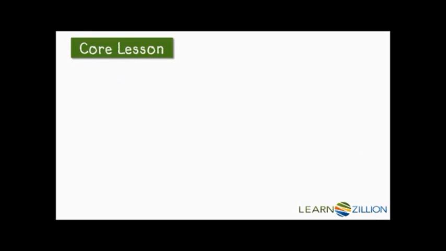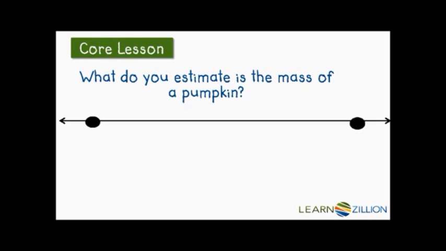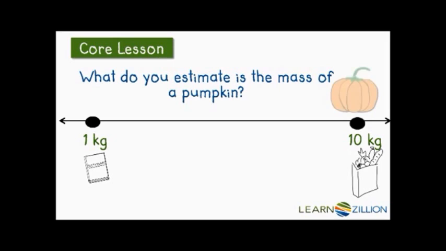So let's practice. What do you estimate is the mass of a pumpkin? Let me use some benchmarks to figure this out. I know that a dictionary has a mass of about 1 kilogram, and a bag of groceries has a mass of about 10 kilograms. And I think that the mass of a pumpkin is probably just about the same as a bag of groceries. So I'm going to estimate that the mass of a pumpkin is about 10 kilograms.